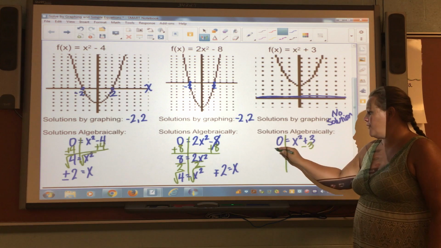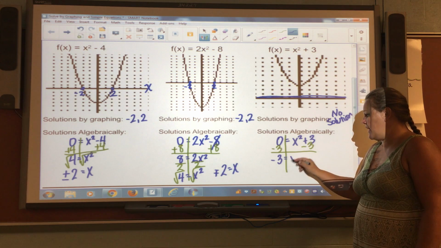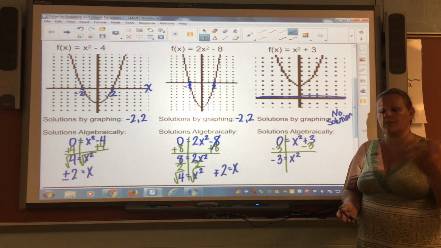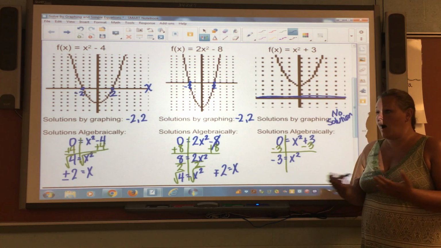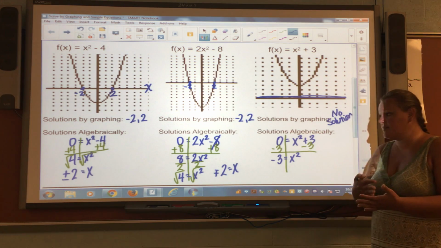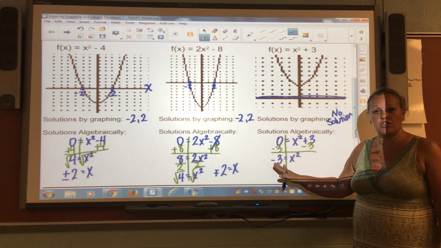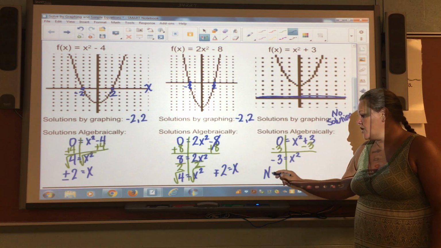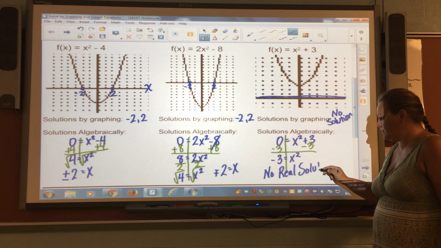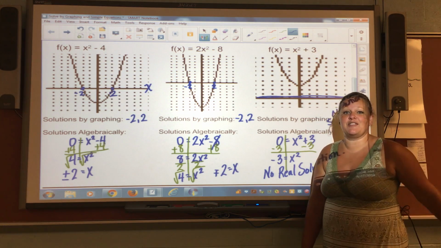I subtract 3 from both sides, and I get -3 is equal to x squared. That's the problem. What times what will give you a negative? It has to be a positive and a negative, and that can't happen. X squared says it has to be the same number times itself, and that can never happen. So anytime that you get x squared is equal to a negative number, there is no real solution. In Algebra 2, you might be able to get a solution. Good luck.